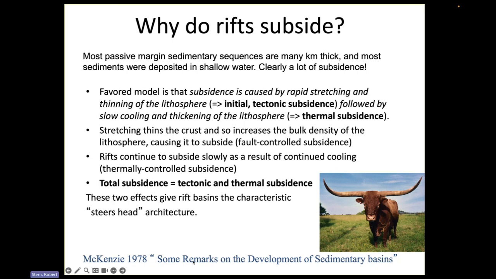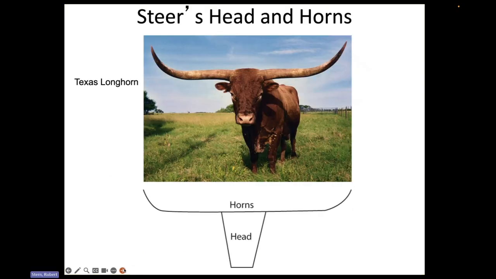So let's talk about the development of this concept. Here is the steer's head and horns. A Texas Longhorn. The horns represent the later subsidence, the thermal subsidence phase, and the head represents the tectonic subsidence. And in the next profiles, you might go, oh, it doesn't look like a steer, but use your imagination.